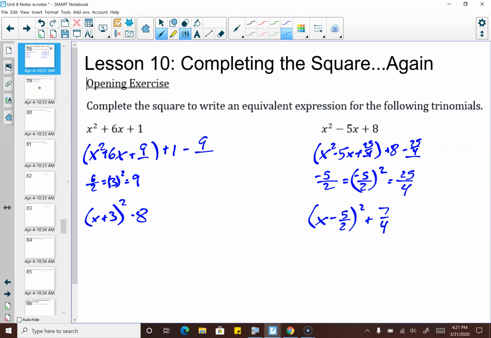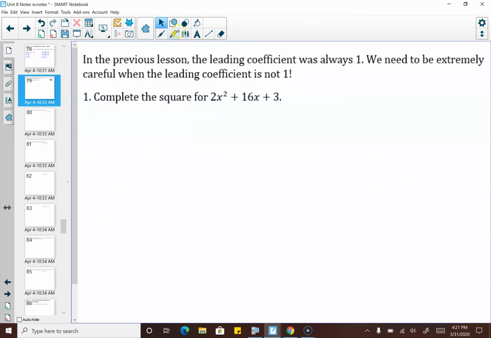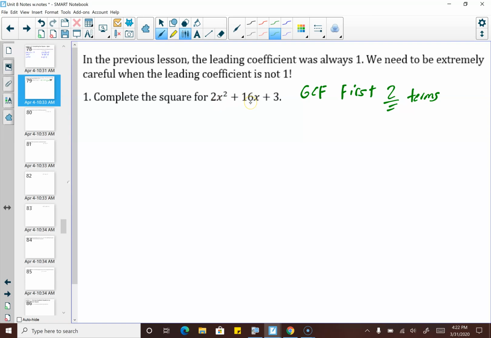Now, if you notice in the last completing the square lesson and in these two exercises, it's always a equal to 1. In other words, it's always just a regular x squared. Now, what happens if we don't have a 1 in front of the x squared, or x squared is not by itself? We have to tweak just a couple things here. So the first thing we're going to do is GCF the first two terms. Between 2x squared and 16x, we're going to take out a 2.